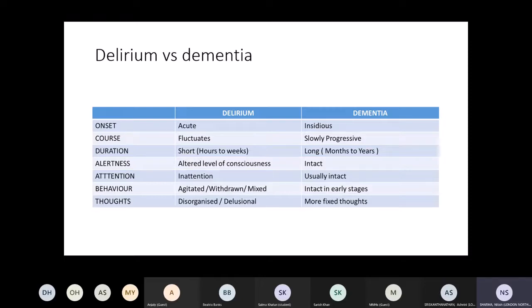Attention. There is inattention in delirium, unlike in dementia. In delirium the patient is agitated or withdrawn, but in dementia, in the earliest stages, there won't be any behavioral difficulties. In delirium, the patient would have disorganized thoughts. Sometimes the patient would say, I'm in a jail, or you're holding me against my will, and then at another moment say something different. This is basically how delirium presents, but in dementia the patient would have more fixed thoughts, like firm and fixed beliefs.